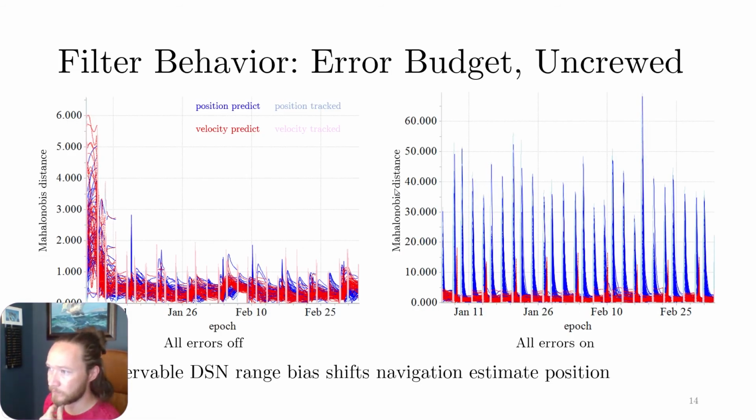So as we turn these error sources on, we look at how the filter is responding with its Mahalanobis distance numbers. What we have plotted on the left and right are, with all of our errors off and on, the Mahalanobis numbers for position and velocity, whether we're predicting between active data tracking spans, which are highlighted in lighter colors. Position is in blue, velocity is in red.